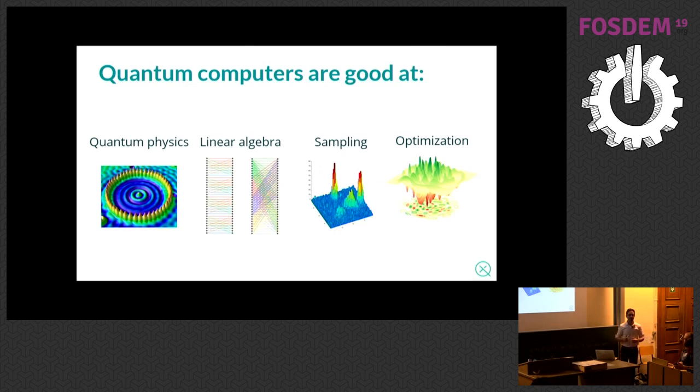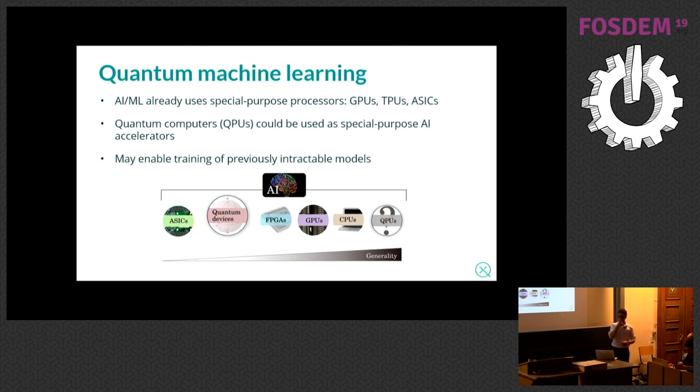But in the meantime, at Xanadu, we're thinking about how we can harness the noisy devices we already have to do something that we can't do classically. In classical machine learning, we already use things like GPUs, TPUs, and ASICs to speed up the parts of the computation we know are too slow on CPUs. The same thing can be said of the current noisy quantum devices. We can think of them almost like QPUs. We can use them to speed up computations that we can't do classically or are too slow classically.